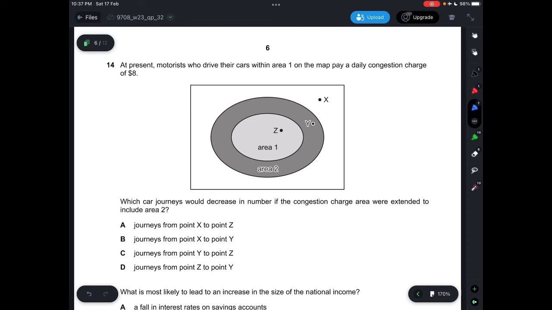So the car journeys that will decrease would have to be from an area that is not within the congestion charge zone to a point where it is entering the congestion charge zone. So in this case, X to Y supposedly is free, but after there's a congestion charge in area 2, the car journeys will now decrease because people have to pay in order to get into the area. So it has to be from X to Y. Therefore, answer is B.